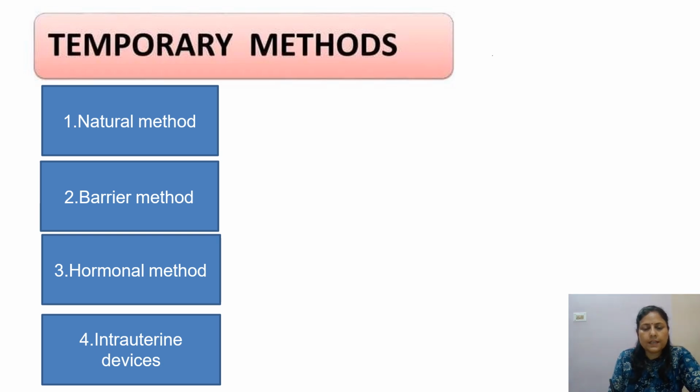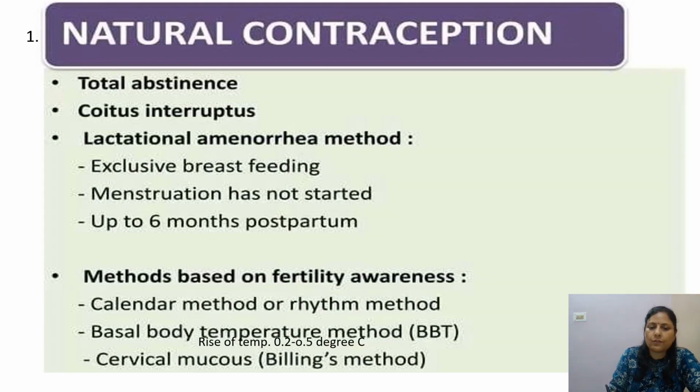Next, we come to the temporary methods of contraception: natural methods, barrier methods, hormonal methods, and intrauterine devices. These are the various temporary modes of contraception. We will study them one by one. First is the natural method of contraception. A natural method means it doesn't involve any devices or any techniques.